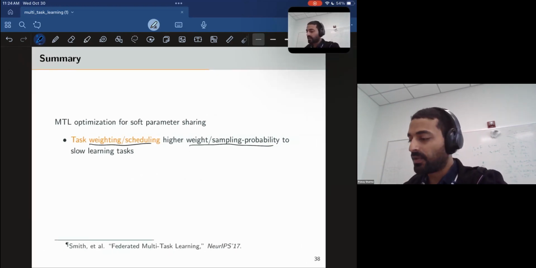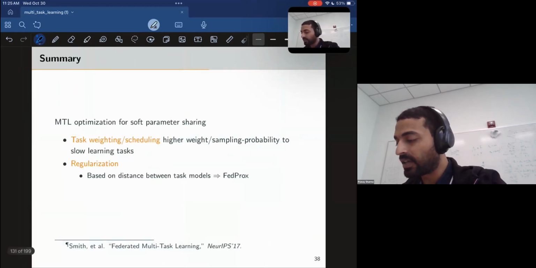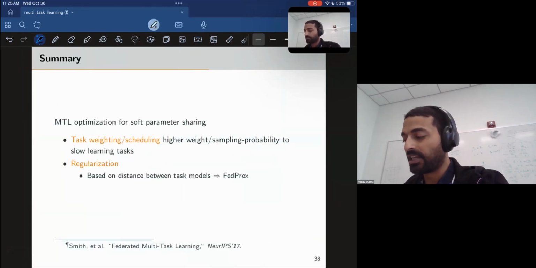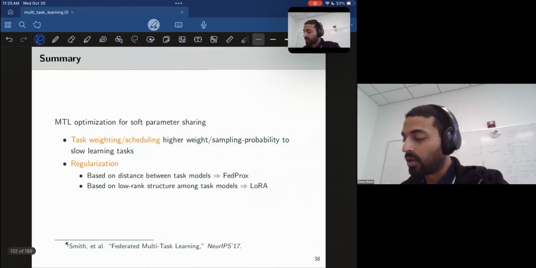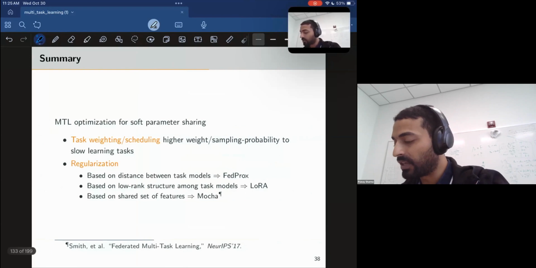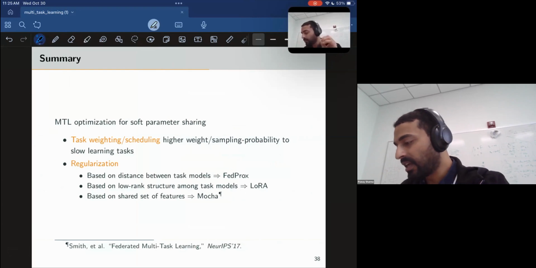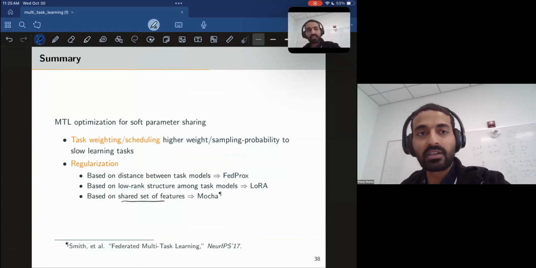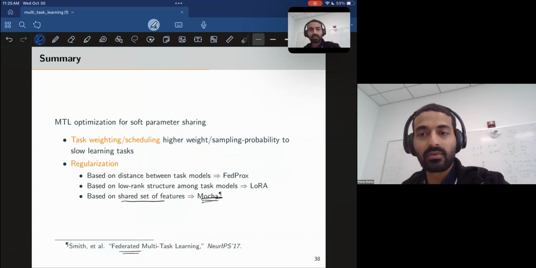So we discussed task queuing, task scheduling. Then we talked about regularization, several ideas in regularization, like simply we can bound the distance between task models, or we can impose some low rank structure, or we can find a set of features which are shared. And one last thing, this idea of a shared set of features has also been explored in federated learning in this work.